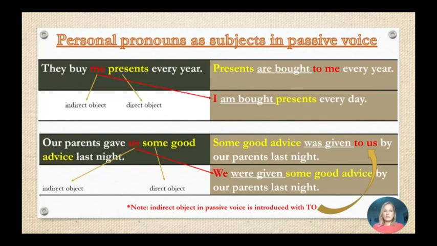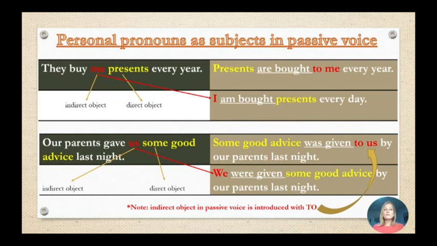So in the first sentence, presents are the direct object, and in the second one, some good advice is the direct object. The red words, me and us, are called indirect objects. It usually answers the question to whom, which is similar to the dative in the Serbian language. It's the most common case, to whom, to me.